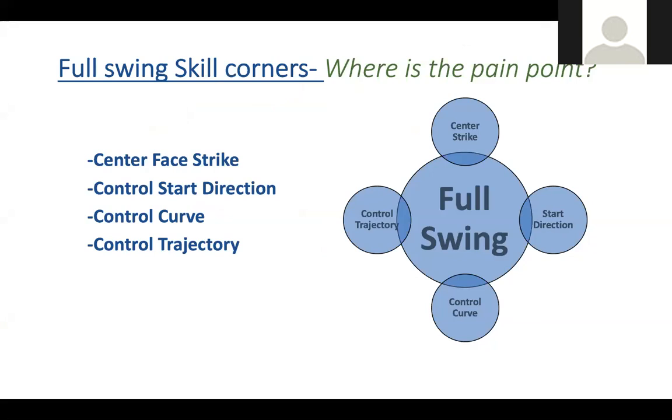So if a student comes up to me, within the first couple of swings, I want to understand through some questions and by watching them. I have what I call my four corner pieces. Does the player hit the center of the face? Does he control which direction the ball starts? Can he control the curve? And can he control the trajectory?